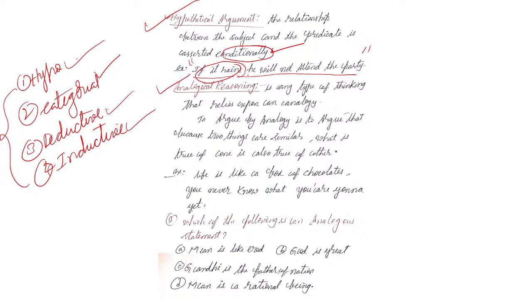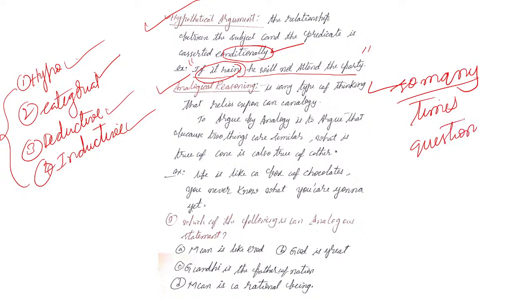Next one is analogical reasoning. What is analogical? This is very important. So many times questions come from this analogical type of argument. Any type of thinking that relies upon an analogy, meaning comparison. To argue by analogy is to argue that because two things are similar, what is true of one is also true of another. Okay, we will see an example.